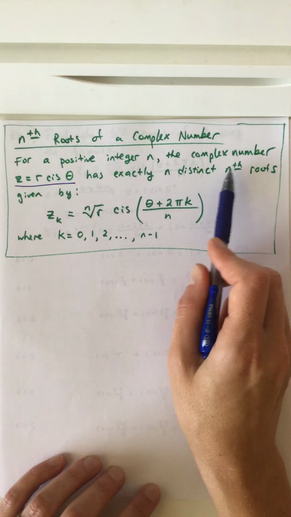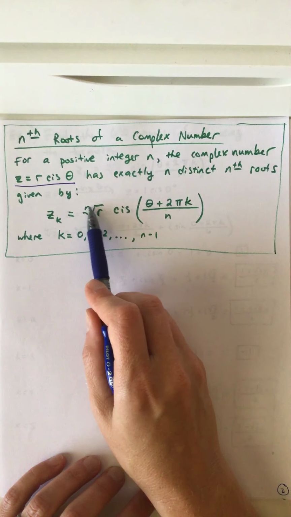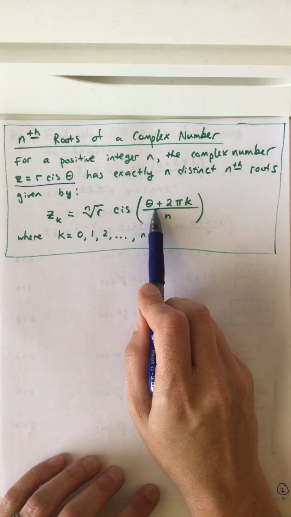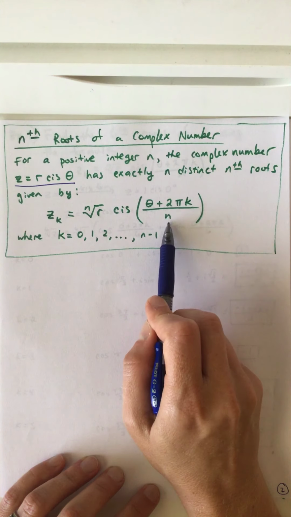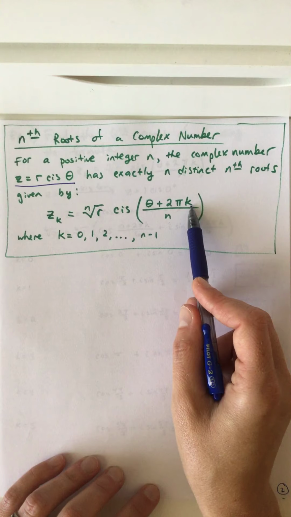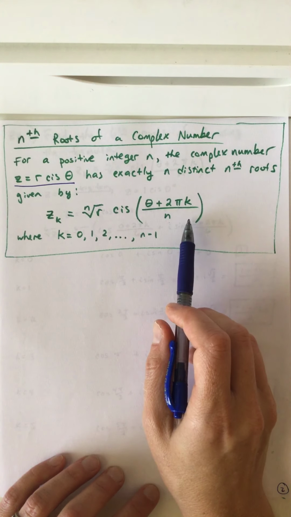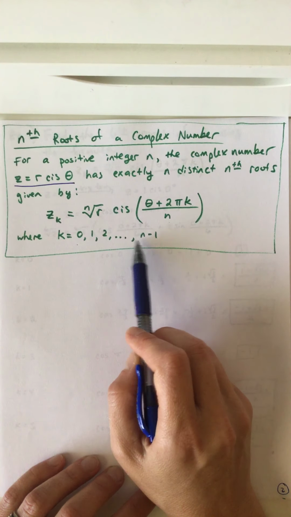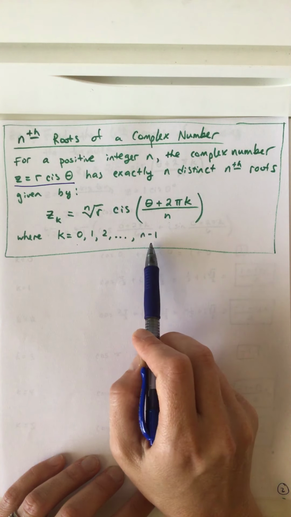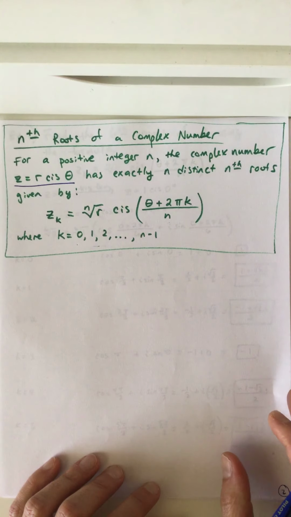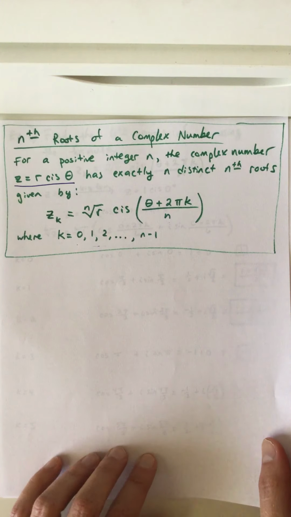So whatever root you're trying to take becomes the root here: the nth root of the radius, cis, the angle plus 2 pi k all over n. Again, n is the sixth root or the third root or whatever root you are taking. And k is a new variable. K is a counting mechanism, and we start with k equals 0, and we go all the way up to 1 less than n. This ends up giving us the number of roots that we need, depending on what root we're taking.